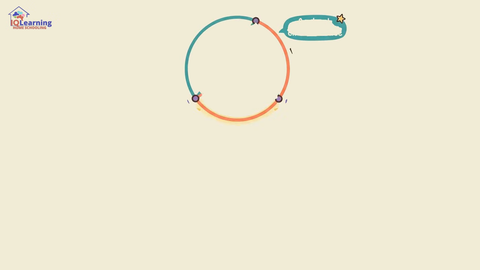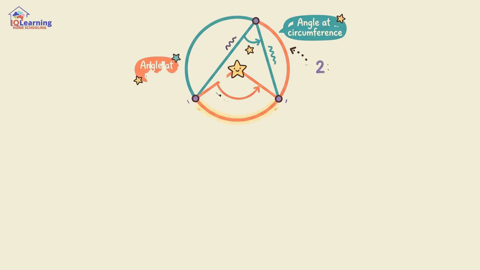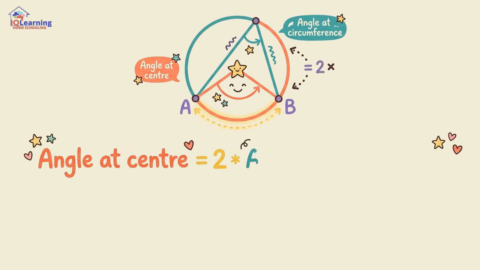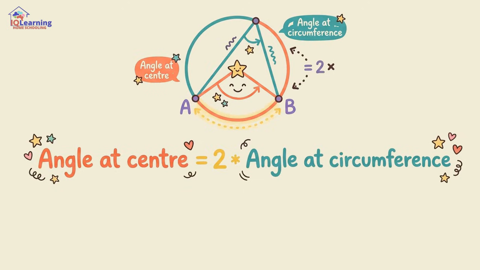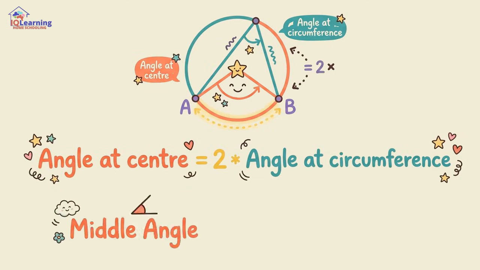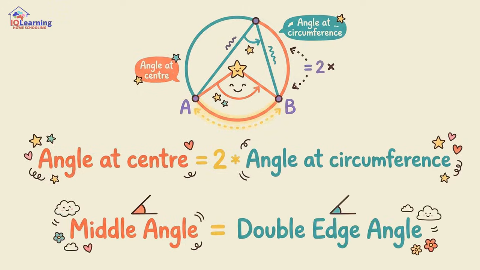Now focus on what both angles are looking at. They both connect to the same 2 points, A and B. That shared part of the circle is why the theorem works. The rule is simple. Angle at center equals 2 times angle at circumference, or in plain English, the middle angle is double the edge angle.